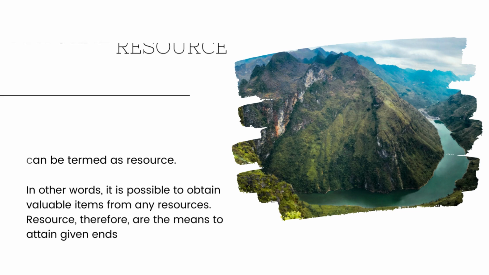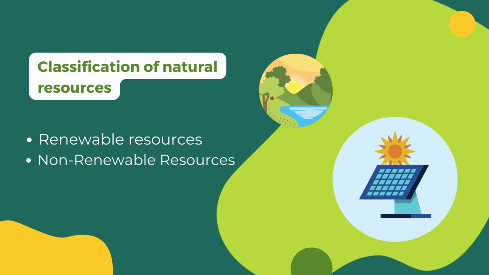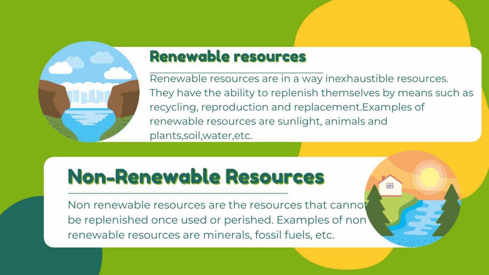Next, we are going to see about the classification of natural resources. Depending upon the availability, natural resources can be divided into two categories, that is renewable resources and non-renewable resources. Renewable resources are inexhaustible resources. They have the ability to replenish themselves by means of recycling, reproduction, and replacement. For example, renewable resources are sunlight, animals, plants, soil, and water. They can be reused. But non-renewable resources, once used, cannot be taken back.